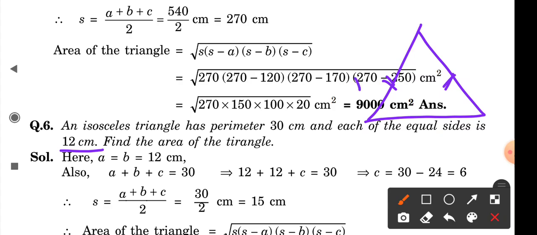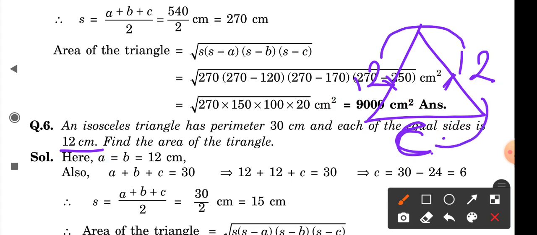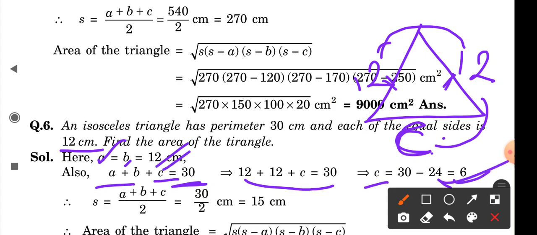That means side a you can assume as 12, b you can assume as 12, but c we don't know, so we can write c as c. Now if we add these three, you will get the perimeter, and perimeter is given 30 in the question. So 12 plus 12 plus c is equal to 30. That means c is equal to 30 minus 24, that is 6. Now you can see that we have a 12, b 12 and c is 6. And again we will find out the semi-perimeter, (a plus b plus c) upon 2, that is 30 upon 2, that is 15 centimeter.